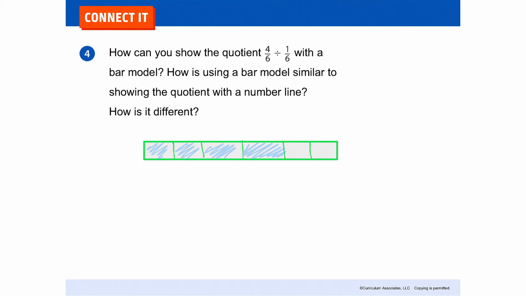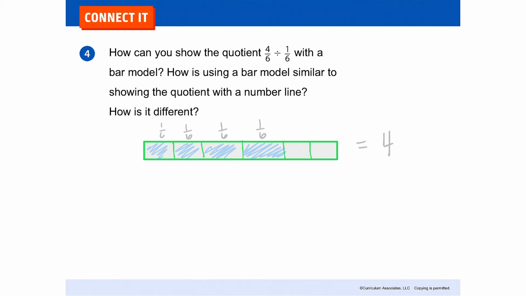Okay, we have 4/6. Now we need to put them in groups of 1/6. So I know that each one of these is worth 1/6. So how many 1/6 do I have? Well, just like before, 4.